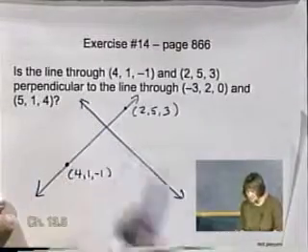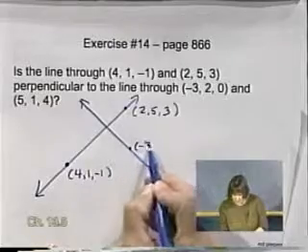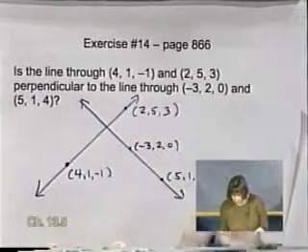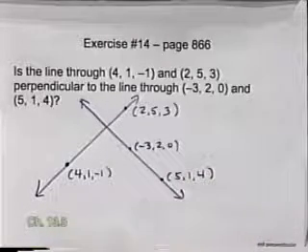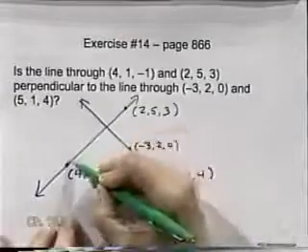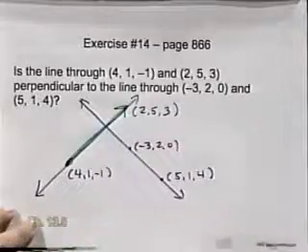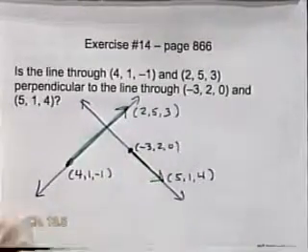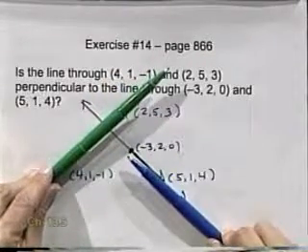Well, that doesn't look perpendicular, but use your imagination. I'm off by a little bit. And that has points (-3, 2, 0) and (5, 1, 4). Now this chapter deals with vectors. All right? So if I drew the vector from this point to this point, and I drew the vector from this point to this point, if the lines are perpendicular, what do you know about the vectors?